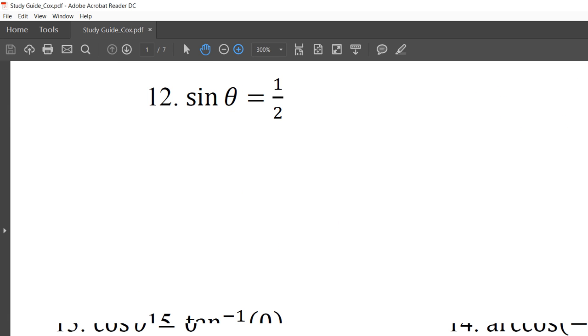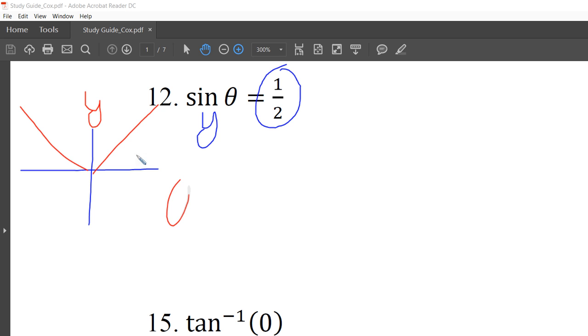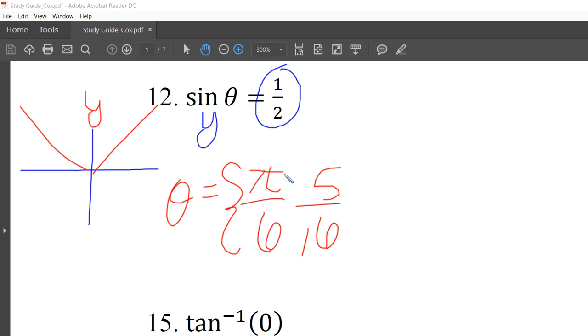How about number 12? Likewise, this time it's asking for when is your y equal to positive 1 over 2. So I know that once again, y is positive, so it's going to be on the top 2 quadrants. And take a look at your cheat sheet. Since y is 1 over 2, and these are going to be over 6's, my thetas are going to be pi over 6 and 5 over 6 pi. Please pause the videos in between so you can actually do these on your own.